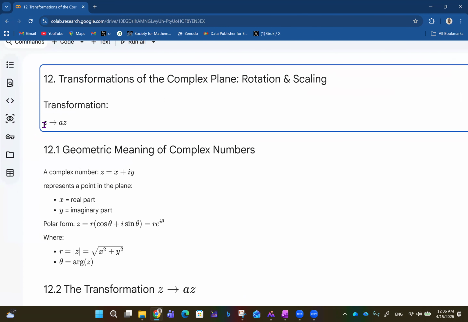Basically here, the transformation is about Z becoming AZ. In the last video, for translation, it was about Z becoming Z plus A. So here it's about Z becoming AZ, where you can see A as a kind of scaling factor.